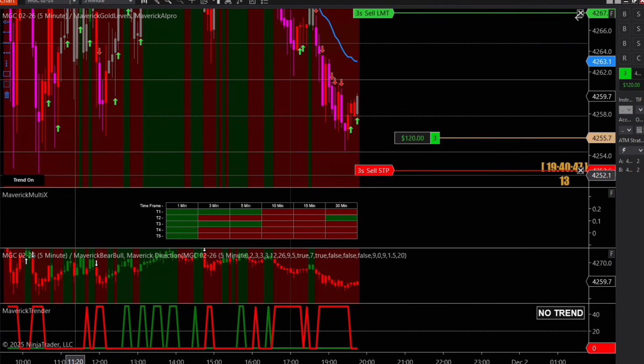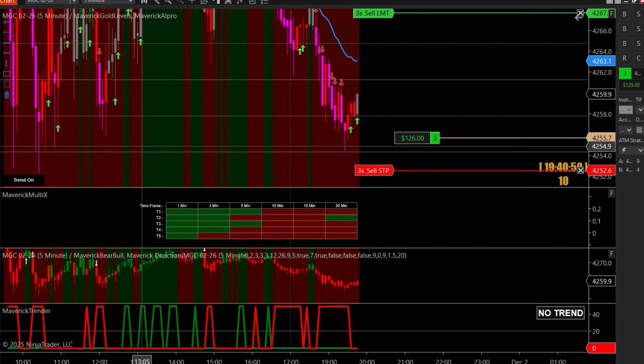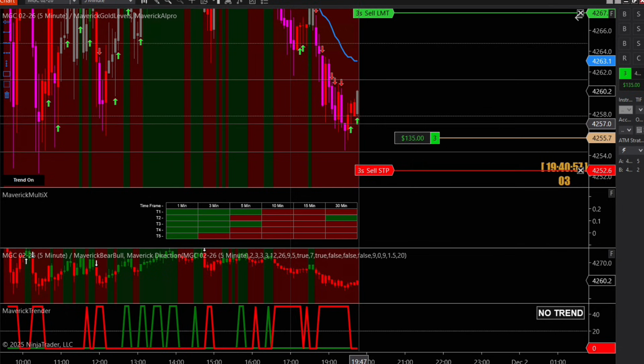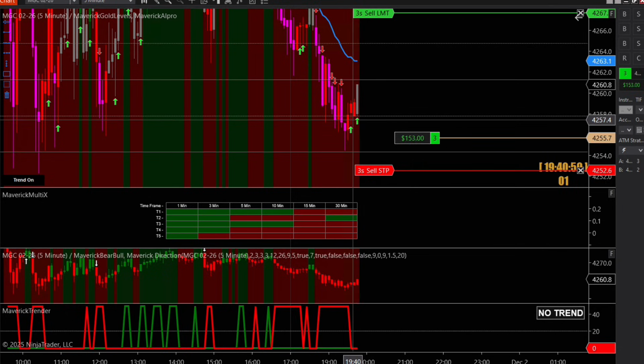We had a known support level here on this Maverick Gold level. We touched it. Well, we came within 1 tick of it. And then we started to get these confidence arrows to the upside. Look at this, confidence arrow, confidence arrow.